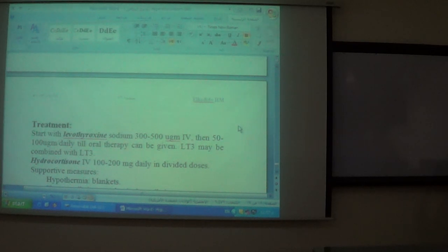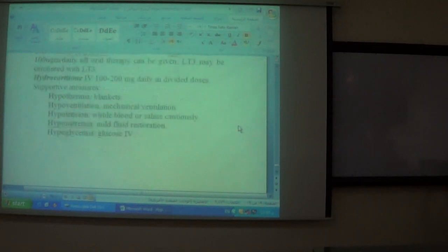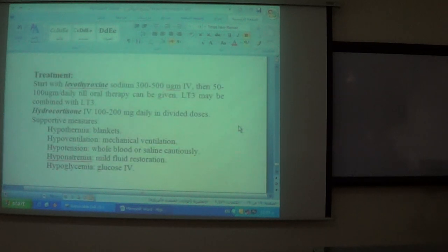Hydrocortisone IV from 100 to 200 milligrams per day in divided doses. Supportive treatment: blankets for hypothermia, mechanical ventilation for hypoventilation, warm blood or saline for hypotension, fluid restriction for hyponatremia, and glucose for hypoglycemia. I finished my talk, any comments or any questions?